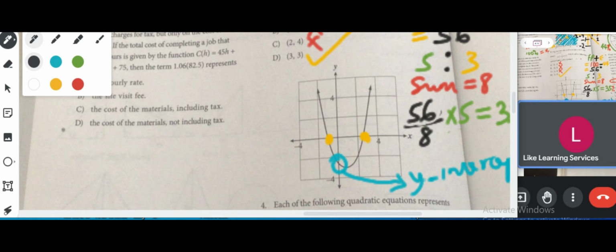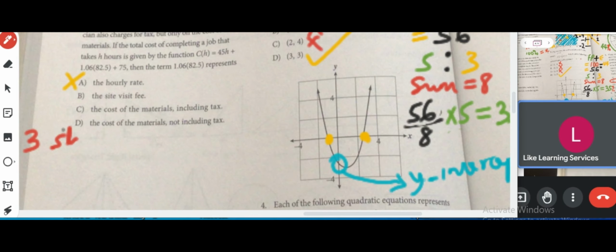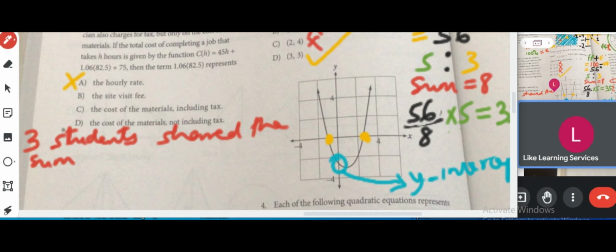Assuming, I'm just setting a different question because that can also be given. Assuming you are already given the sum, for instance, let me just write: 3 students shared the sum of $180.